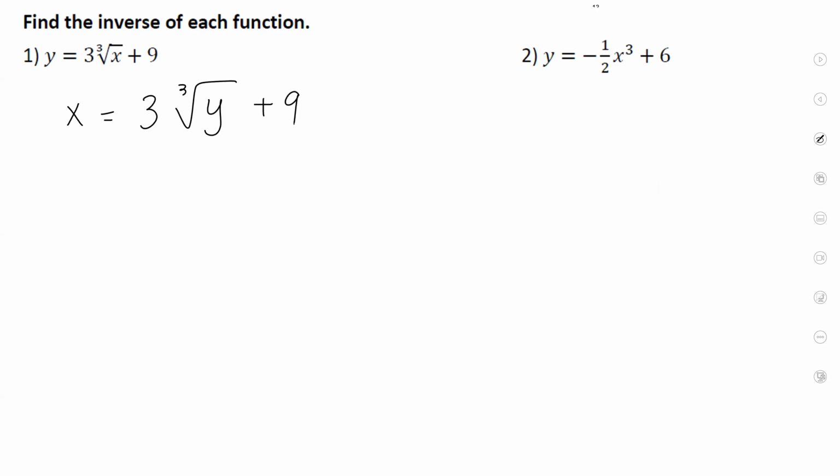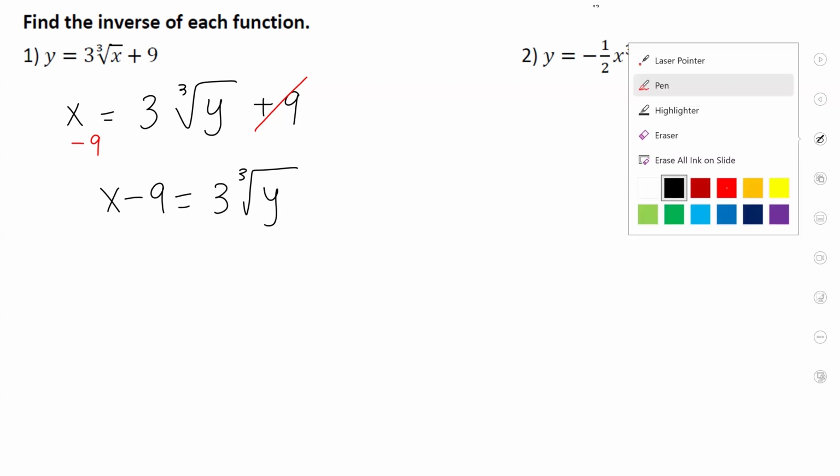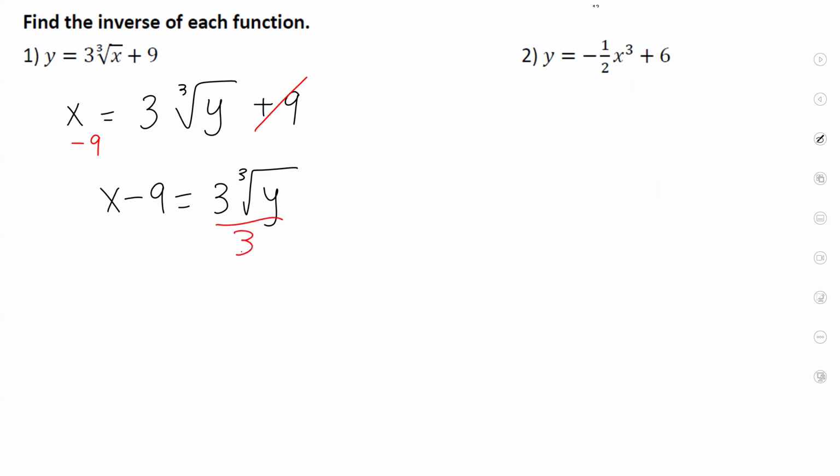Now we solve. We're gonna get Y by itself. So what do you guys think we'll do first? Very nice. So we're gonna have X minus 9 equals all of this. Now what do we do? Yep. This whole thing is gonna be divided by 3. Okay, so I have X minus 9 divided by 3 equals the cubed root of Y.